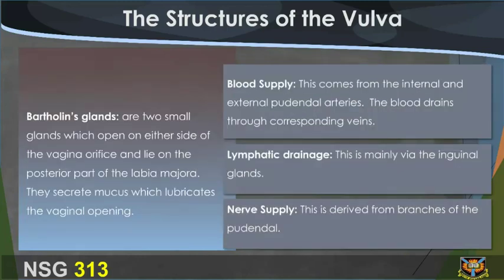Bartholin glands are two small glands which open on either side of the vaginal orifice and lie on the posterior part of the labia majora. They secrete mucus which lubricates the vaginal opening.